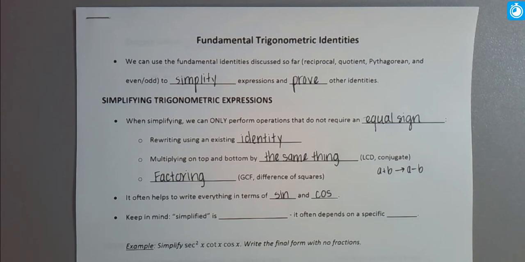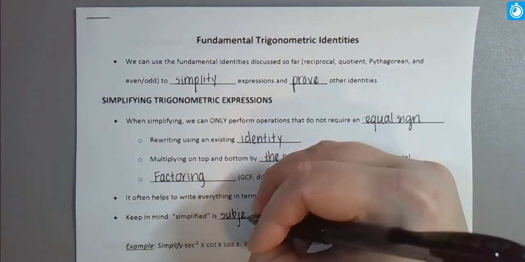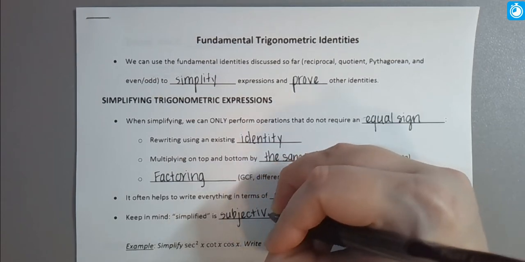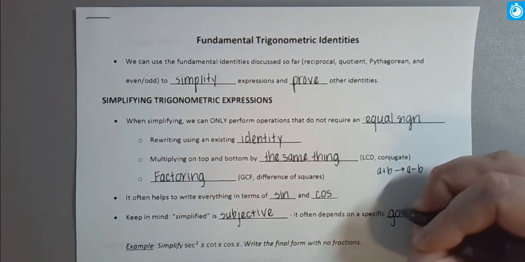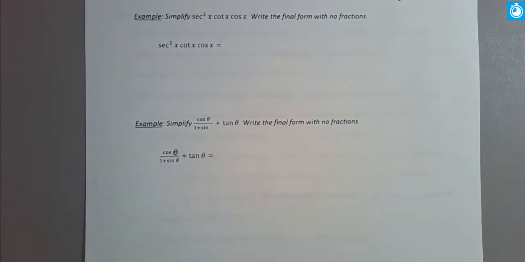Now, keep in mind the term simplified is honestly kind of subjective. Simplification can mean different things depending on the goal. So in a lot of cases, simplification is represented by a specific goal. So how do you determine when you've fully simplified something? Well, if there are stipulations for what the simplification must have, you have to make sure that you've met those requirements in order to say that something is fully simplified. So let's work through a couple examples and we'll see what the goal is based on how the problem is described. So here's our first expression.